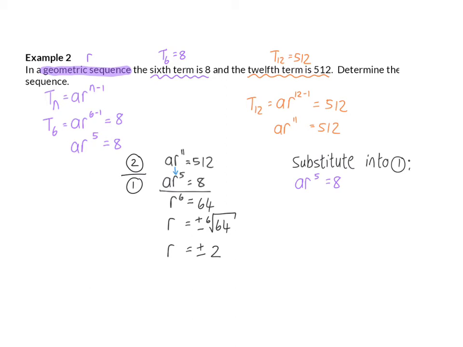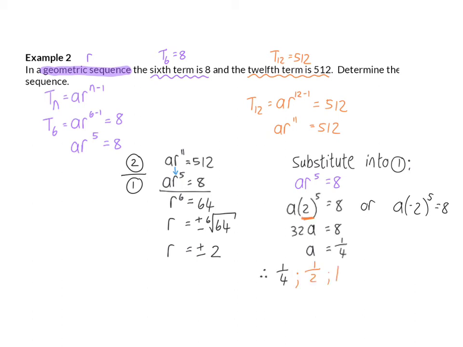So now I have two options. R can either be 2 or R can be minus 2. And on the left, when I simplify, I will get 32A is 8. And once I've divided and simplified, A is a quarter. When I substitute on the right, I have minus 32A is equal to 8. And divided and simplified, A is minus a quarter.